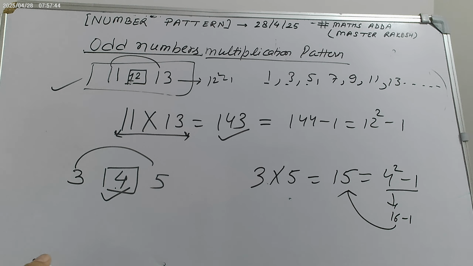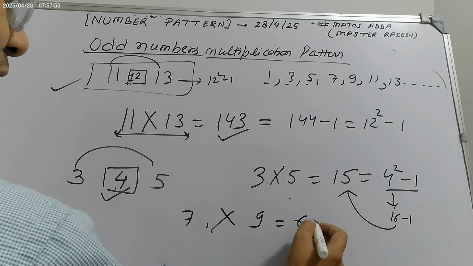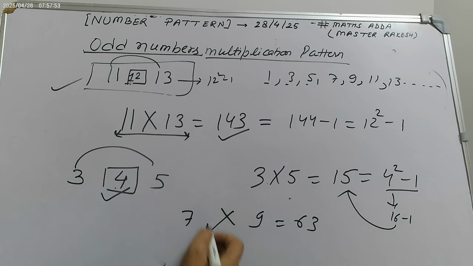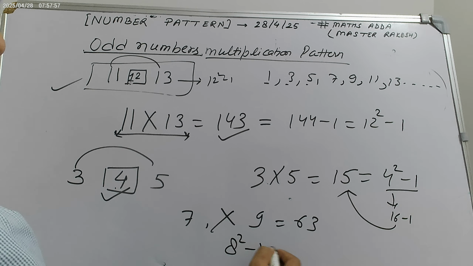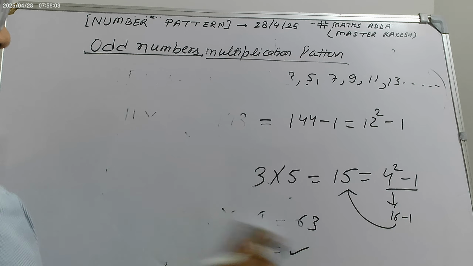Any consecutive odd numbers, 7 and 9. If you multiply 7 and 9, what does it come to? 63. In between 7 and 9, what comes? 8. So you can write 8 square minus 1. So the pattern is like this.